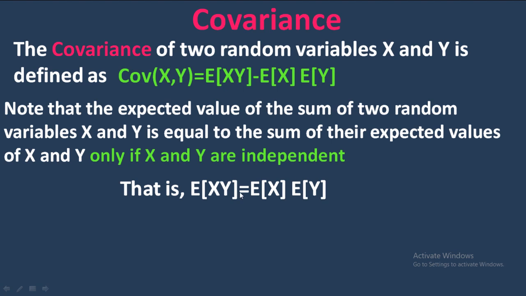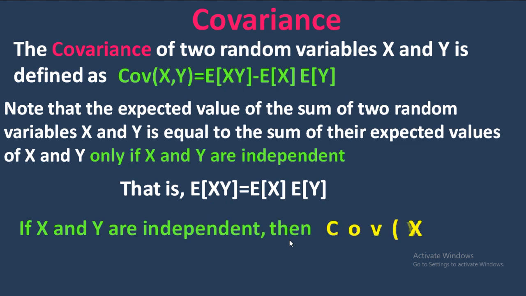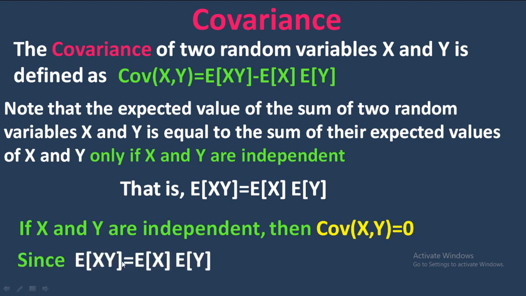When I substitute this property in the covariance definition, the right hand side will be equal to 0, because E of xy is equal to E of x times E of y. So, if x and y are independent random variables, then please note that the covariance of x and y is equal to 0, since we have this property: E of the product of xy is equal to the product of E of x times E of y.